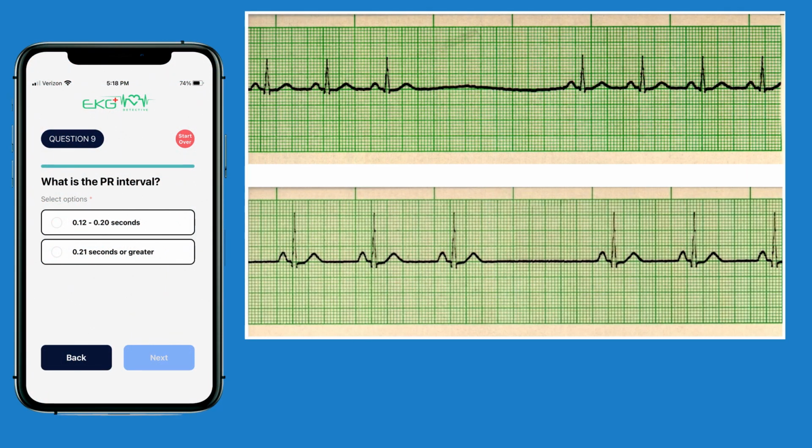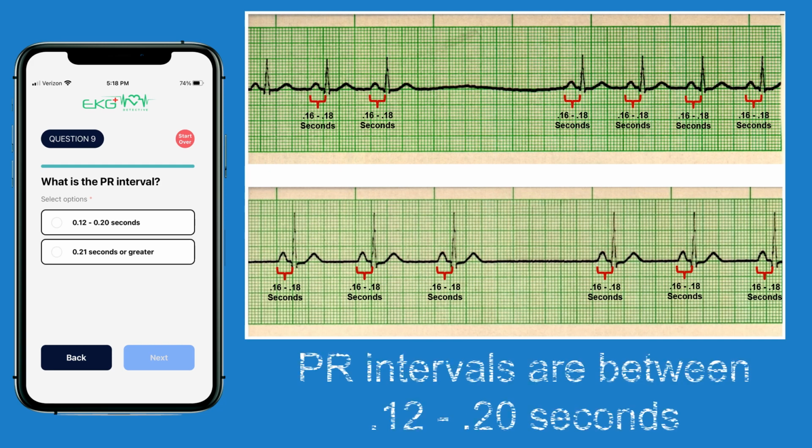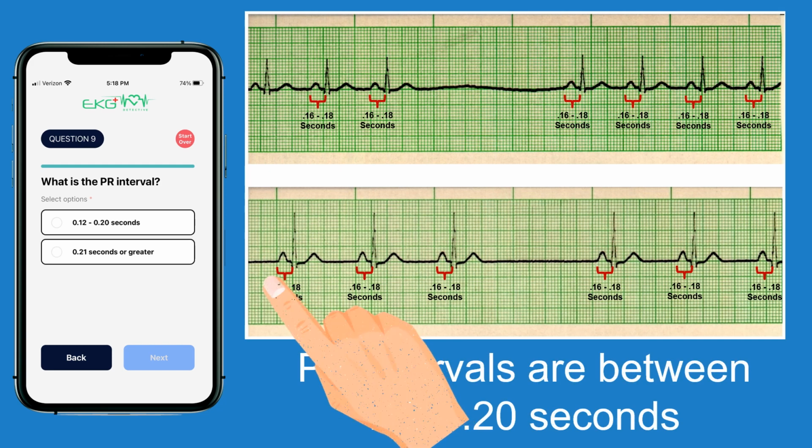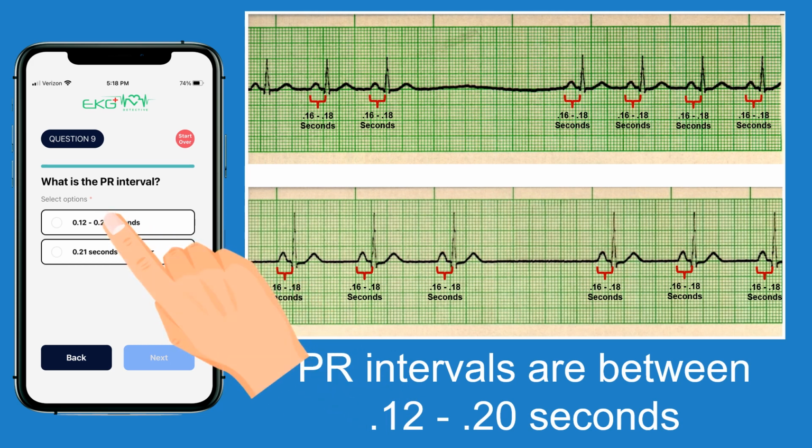Question 9 is asking, what is the PR interval? So when we look at these PR intervals, we are running somewhere between about 0.16 to 0.18 seconds. So we will go over to our app and we are going to select 0.12 to 0.20 seconds. Then we will hit next to go to the next screen.